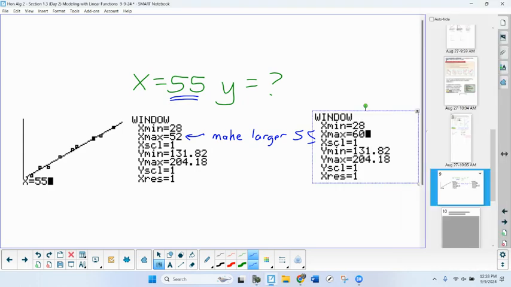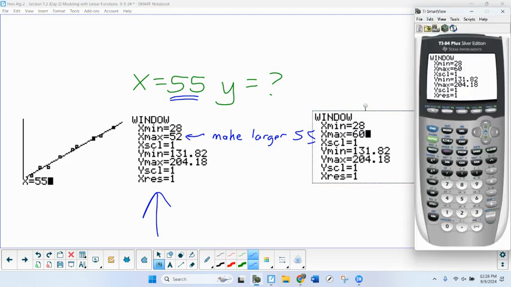Now, here's the key that some students miss. They set it to 60, but then they go back to Zoom 9. When you set it back to Zoom 9, it's going to go right back to this. So don't go Zoom 9. Okay, let's go back. I'm going to start. So many people are lost. Lucas, I'll help you in one second. Ready, Lucas?